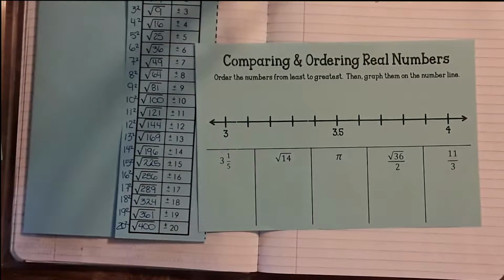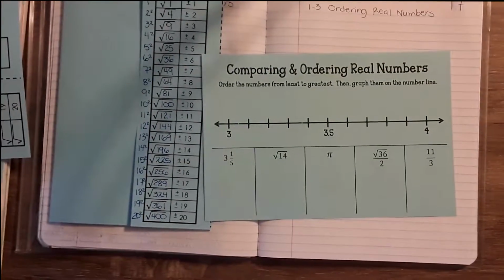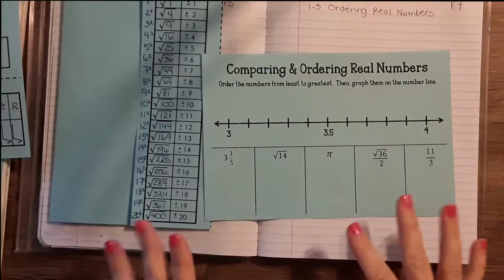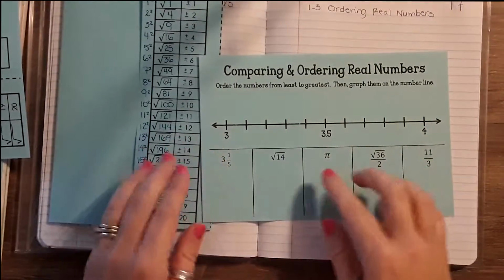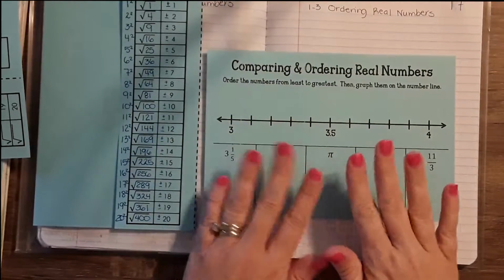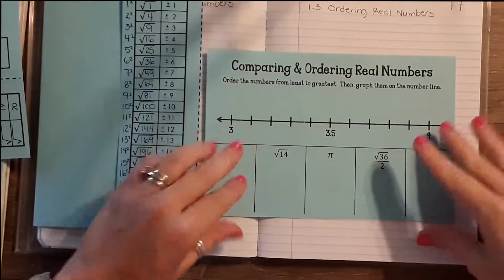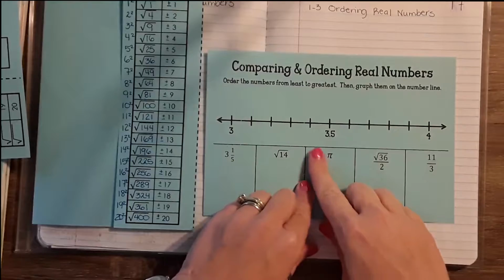Okay, we are going to compare and order real numbers. Make sure that you wrote everything down on the tops of page 16 and 17, your titles. The next thing, you have a purple foldable, mine's blue. Sorry about the color change, but it's the same foldable.